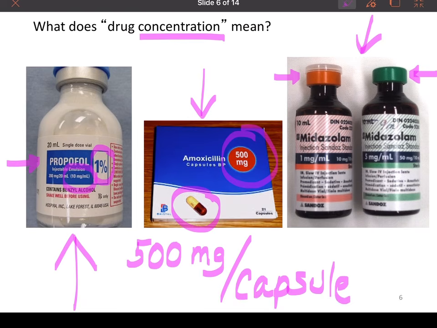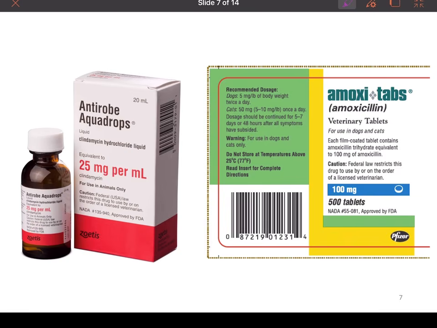This is important. If you see 2 different color bottles, there's probably a reason for that. On the orange cap bottle on the left, you can see the concentration is 1 mg per mil, and the green top bottle on the right is a stronger one. This is 5 mg per mil. So you need to be careful when you're picking up something off the shelf that you're grabbing the correct concentration of drug.